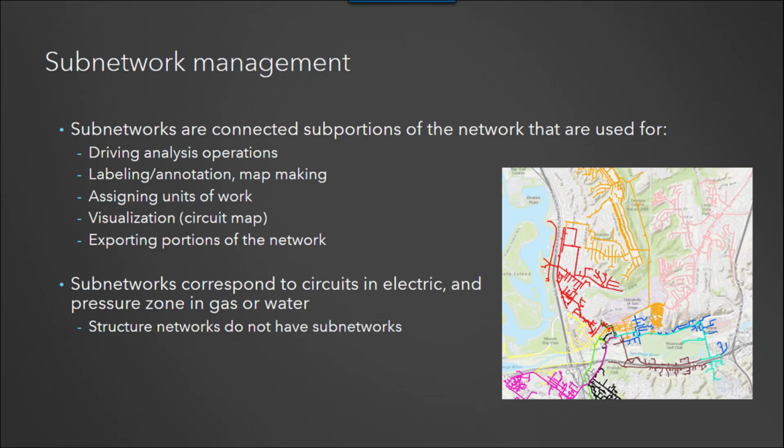Now, subnetworks are used to drive analytic operations. They're very important when people like to do labeling, annotation, map making. In this example here, here's Tom's San Diego data set, and each of those colors, we took each one of the subnetworks, each one of these circuits or feeders, and we colored them differently. People like to see that. The same thing could be done with pressure zones, or perhaps isolation zones.